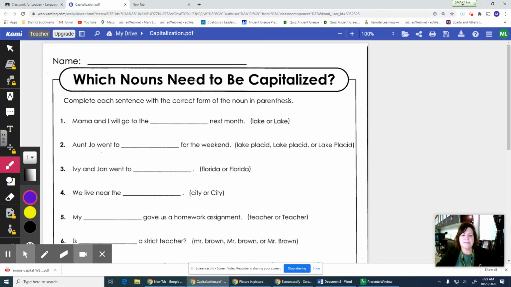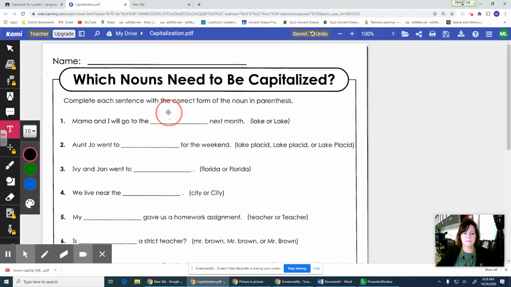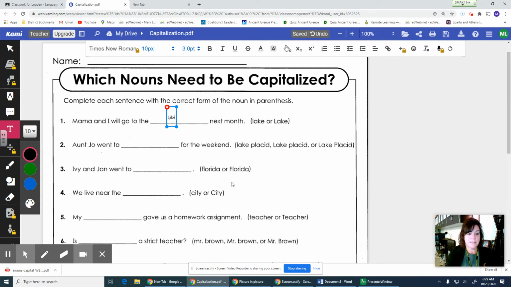It says which nouns need to be capitalized. Complete each sentence with the correct form of the noun in parentheses. So let's do a couple of these together. Number 1 says, Mama and I will go to the blank next month. Okay, the word you're filling in that blank is lake. That's what's in parentheses here. But you have to decide, would lake be capitalized or not? It's only going to be capitalized if it's a proper noun. Okay, so is this talking about a specific lake or just any lake? It's just talking about any lake. So you're just going to type in lake and it would not be capitalized.